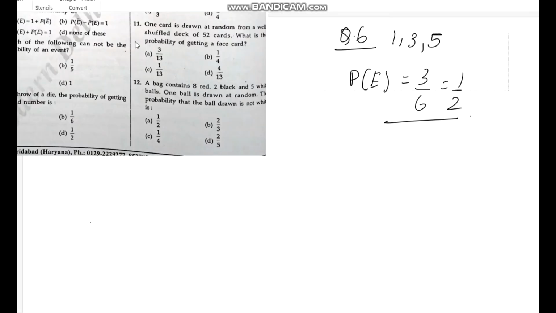Good. So just write everything behind. So odd numbers are 1, 3, 5, okay? And the total outcomes are 6. So it will be 3 by 6, which is equal to 1 by 2. Question number... Read the next question. Question number 11.